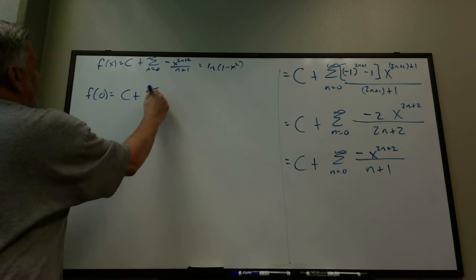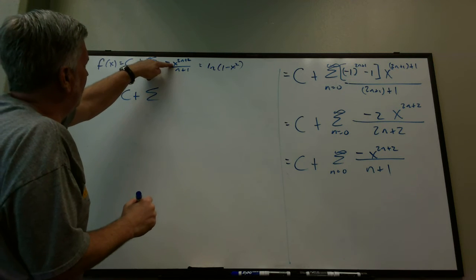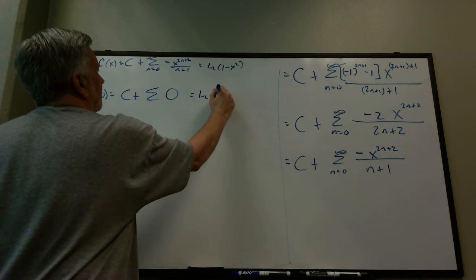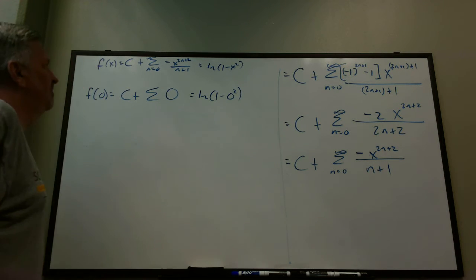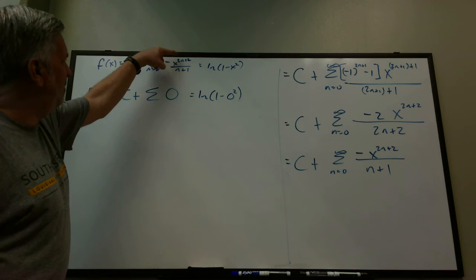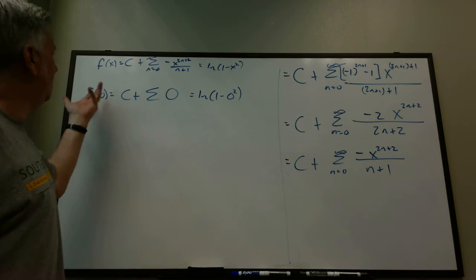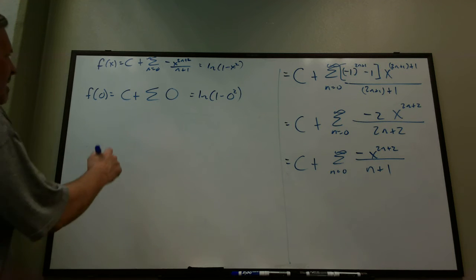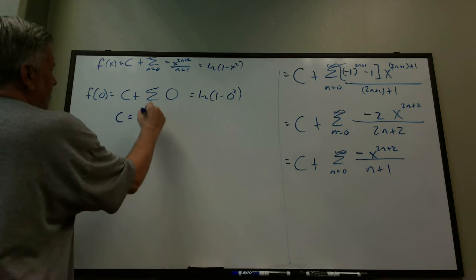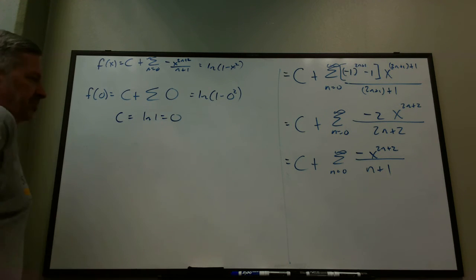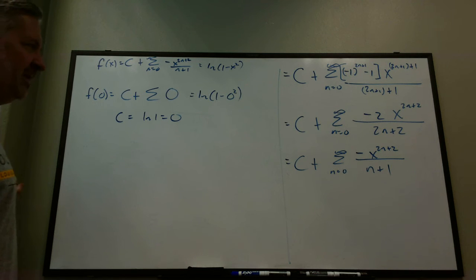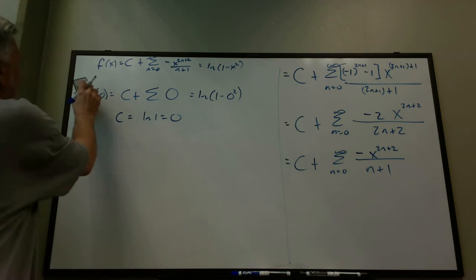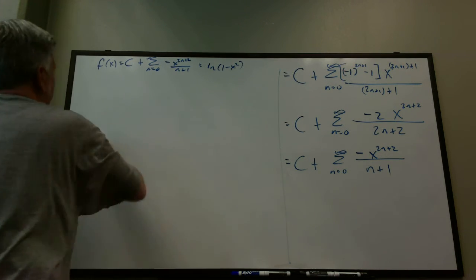It's c plus the sum. But what happens when we plug in x equals 0? You're just going to get a bunch of zeros, right? Because you have 0 to the even power, 0. So that's a good reason to plug in 0 here. So notice c is natural log of 1, which is 0. So it turns out we didn't need the c after all. c turns out to be 0 for this particular function. Okay, so c is 0.